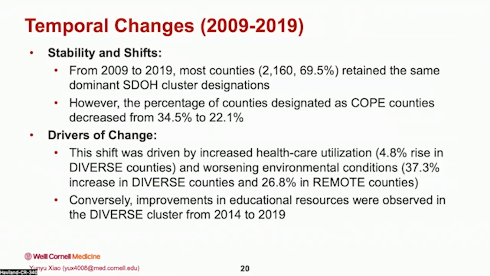And then there are also some temperature changes, but not very large. The driving part of these changes is that there has been increasing use of healthcare, particularly within these diverse groups. And there are also worsening environmental challenges in these diverse groups. So people within these diverse clusters are really facing a lot of usage, but also unmet needs for their healthcare.